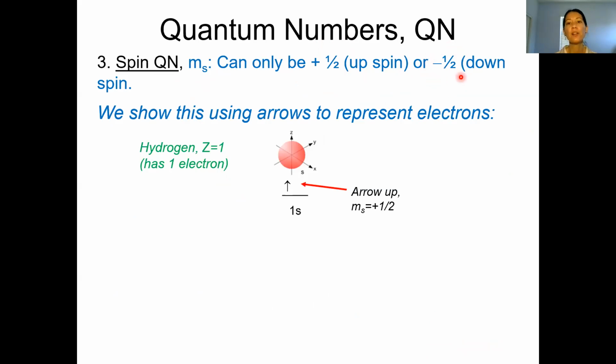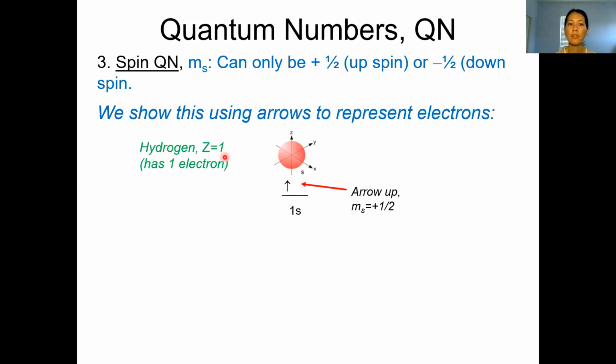We show electrons as an arrow. So this arrow here is the single electron in the hydrogen atom. I put an up arrow because by default, the first one you put is spin up. So the m sub s is +1/2. Look at what I did here.